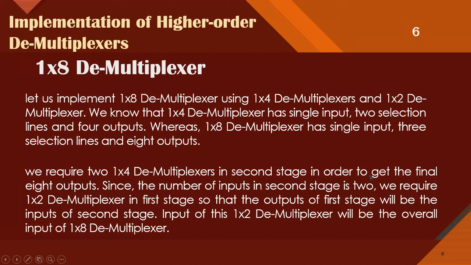Now we require two 1 into 4 demultiplexers in the second stage in order to get the final 8 outputs. Since the number of inputs in the selection stage is 2, we require a 1 into 2 demultiplexer in the first stage, so that the output of the first stage will be the input of the second stage. I'll show you the diagram and you will understand how this works. The input of the 1 into 2 demultiplexer will be the overall input of the 1 into 8 demultiplexer.